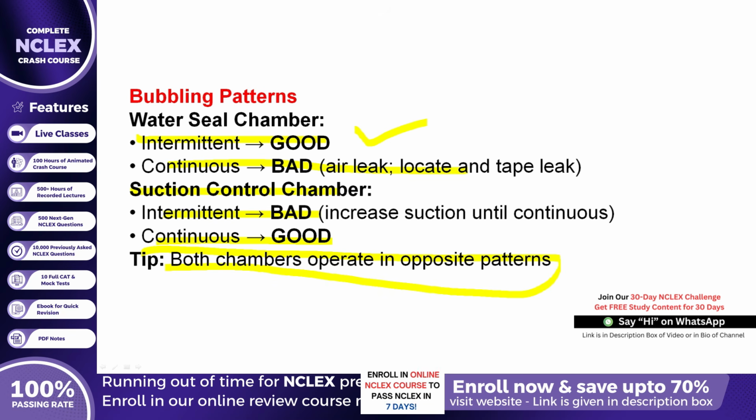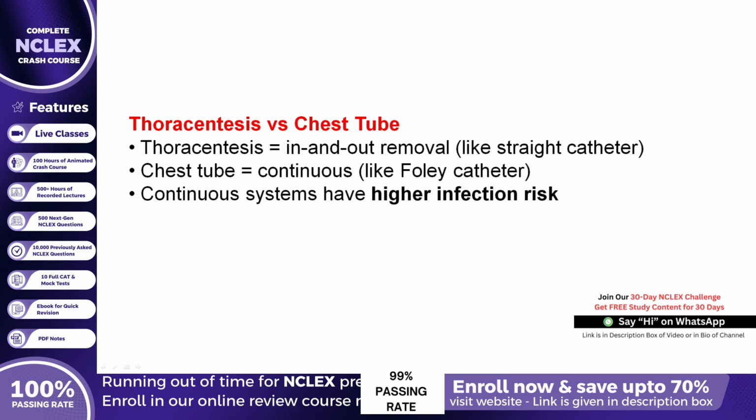As we shift to comparing thoracentesis and chest tubes, remember that thoracentesis involves in and out removal just like a straight catheter. Meanwhile, a chest tube is a continuous system much like a Foley catheter. And because continuous systems remain in place, they naturally carry a higher infection risk.